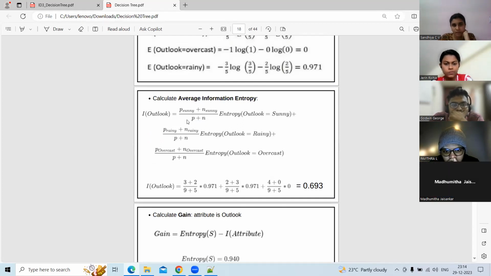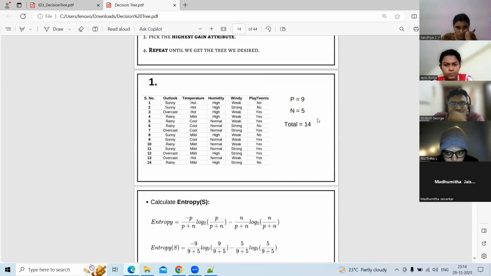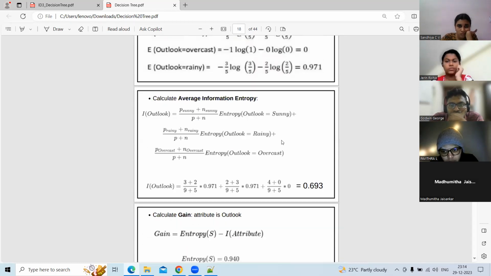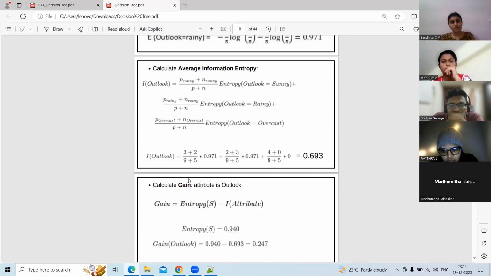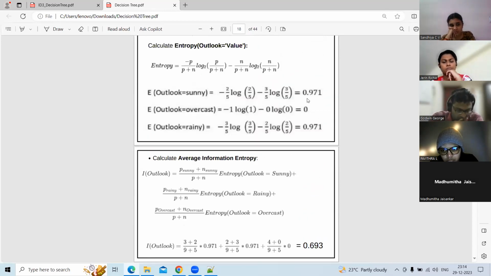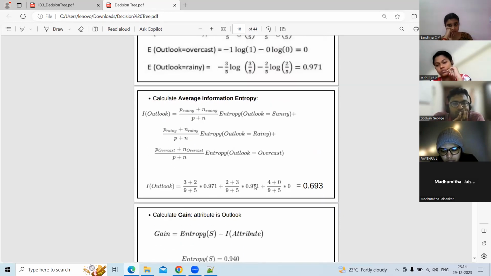Plus n sunny by p plus n. This p plus n is nothing but the total, this 9 plus 5 we have, for play tennis. So we are trying to find the probability of each one, based on the data which we have. So this is nothing but 3 plus 2 by 9 plus 5 times the entropy when it is sunny, which is 0.971, plus similarly for rainy and overcast.